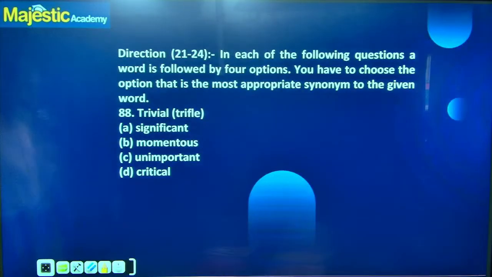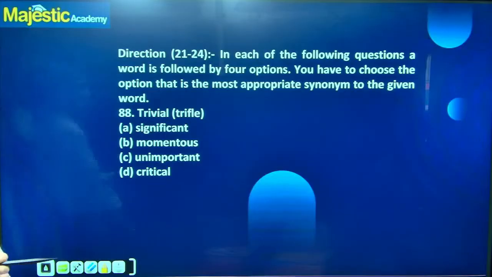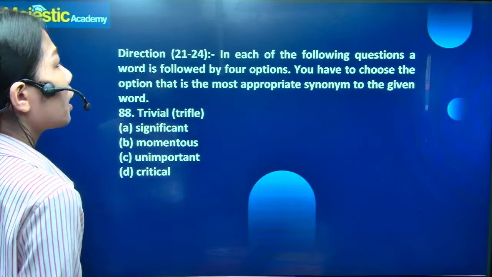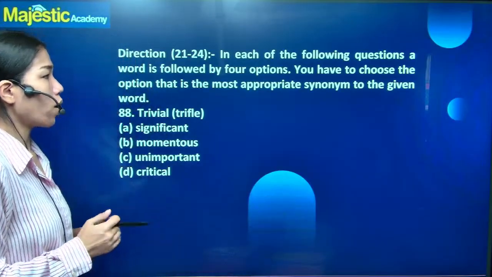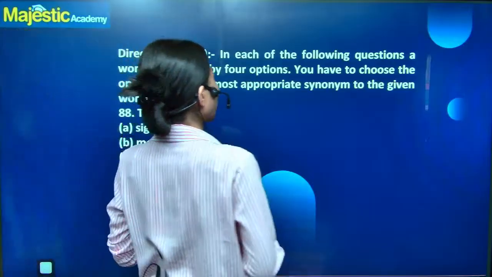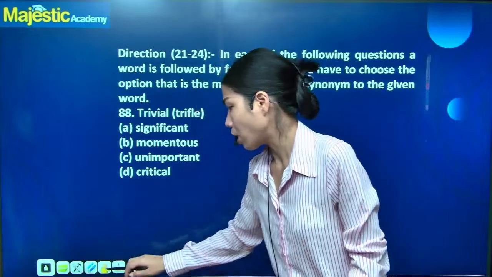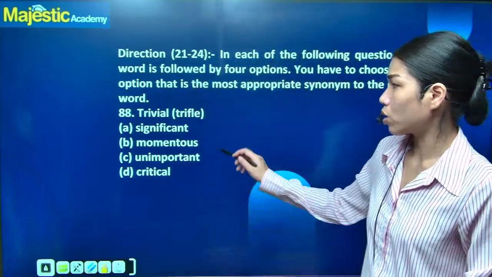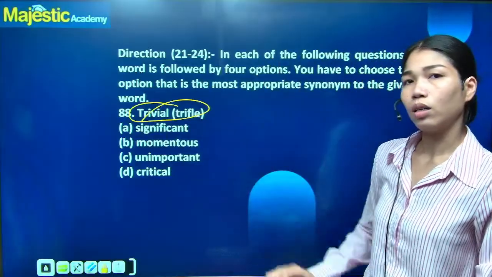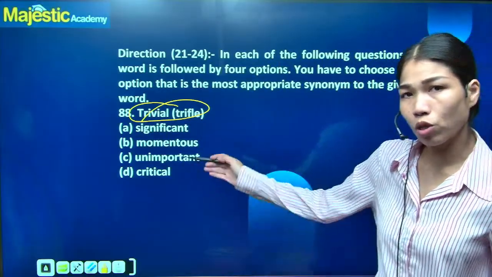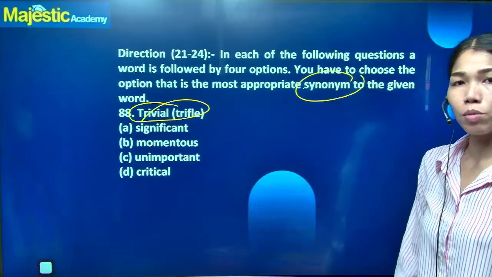Okay, let's move to questions 21 to 24, and we have a different direction for these questions. The direction says, in each of the following questions a word is followed by 4 options. You have to choose the option that is the most appropriate synonym to the given word. The meaning is already given in the bracket, so you have to find the option for the same thing. That means you have to find synonyms of the words.